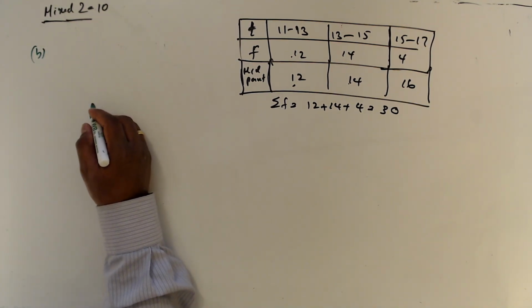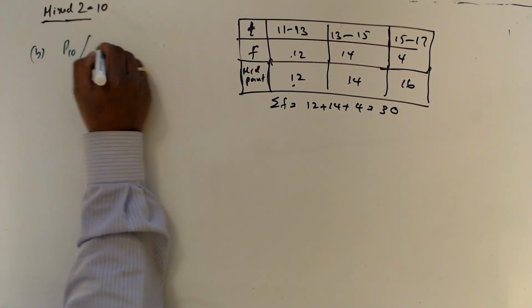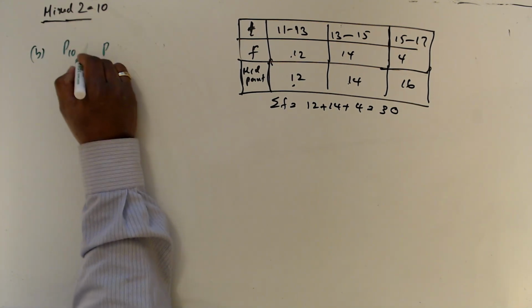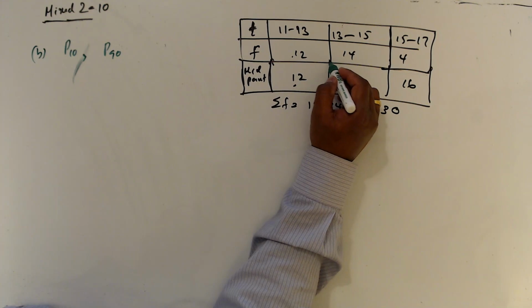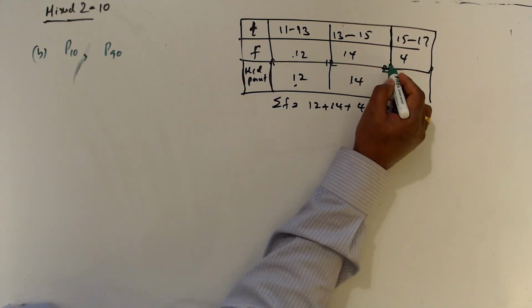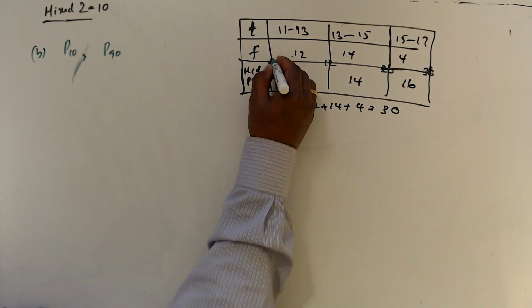Now we need to find the P10 and P90. So we need cumulative. This is 12. This is 26. This is 30. This is 0.